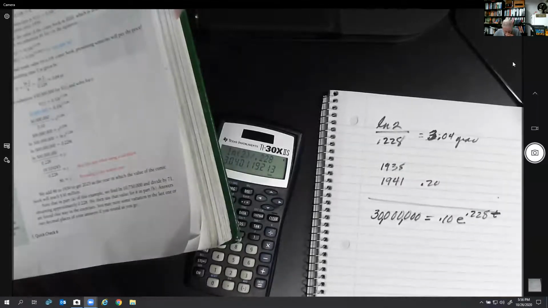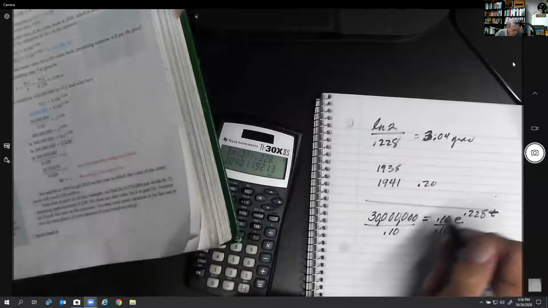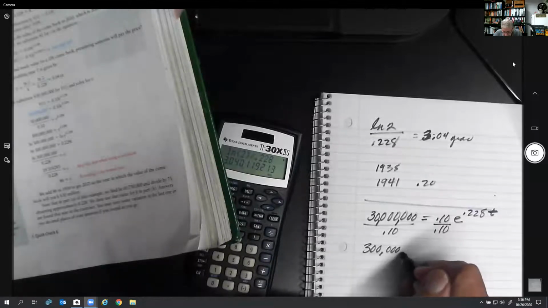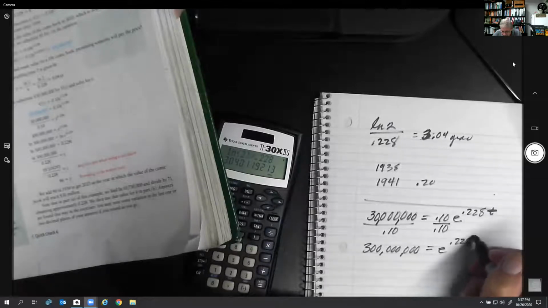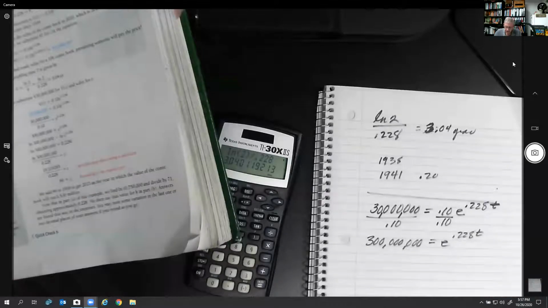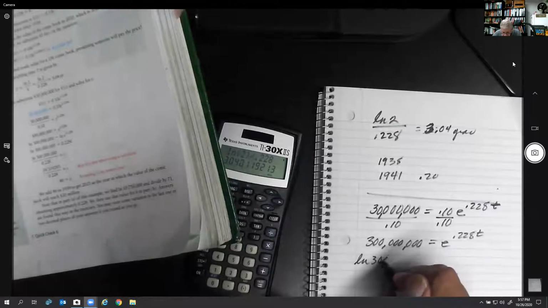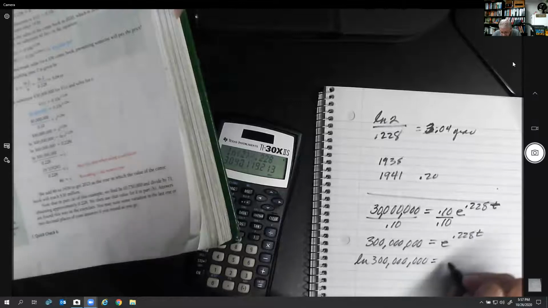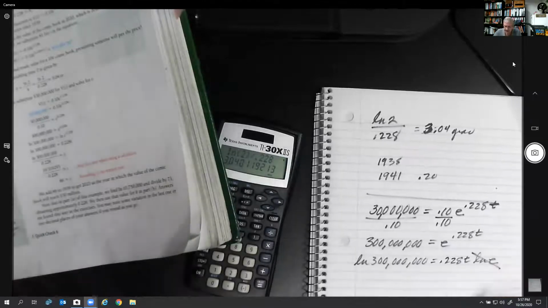So it's kind of like what we did before. We have to divide this by 0.10, so that's going to make this even larger. It's going to be 300 million equals e to the 0.228t. Then we're going to take the ln of both sides. I like to write this step down. This would be 0.228t ln e. But we know ln e becomes 1.